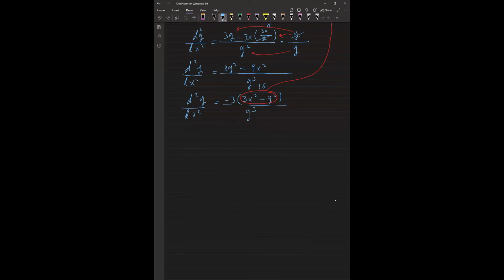So what is 16 times -3? Well, that gives me -48 all over y cubed. And that is the answer.